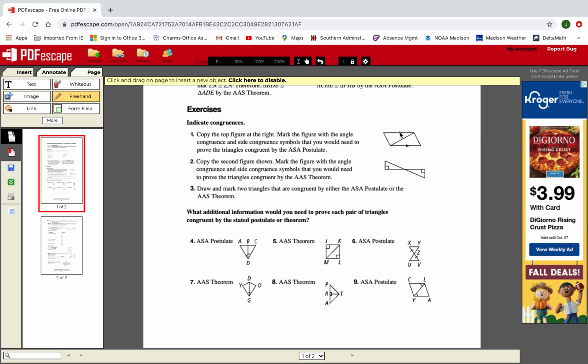First of all, we can see we have parallel lines here. Because we have parallel lines, we know that we have alternate interior angles congruent. I'm going to use color here to describe these things. So I show in red here the alternate interior angles congruent, because the lines are parallel.